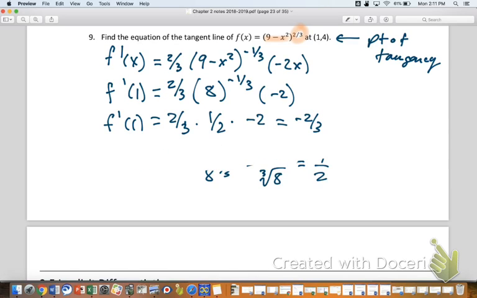Okay, so let's not lose sight of what that is. It feels like we've accomplished something and we're done. We have accomplished something, but we're not done. What do we do with that -2/3? What is that? It's the slope of the tangent line. So, as you guys know, I like point slope. I would just write y minus 4 equals -2/3 times x minus 1.